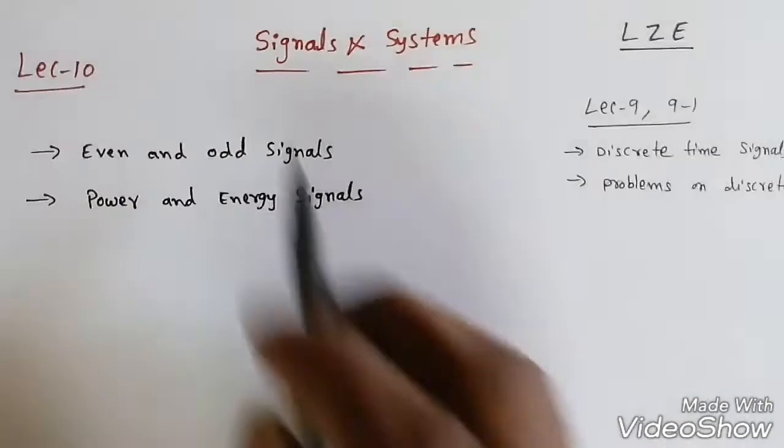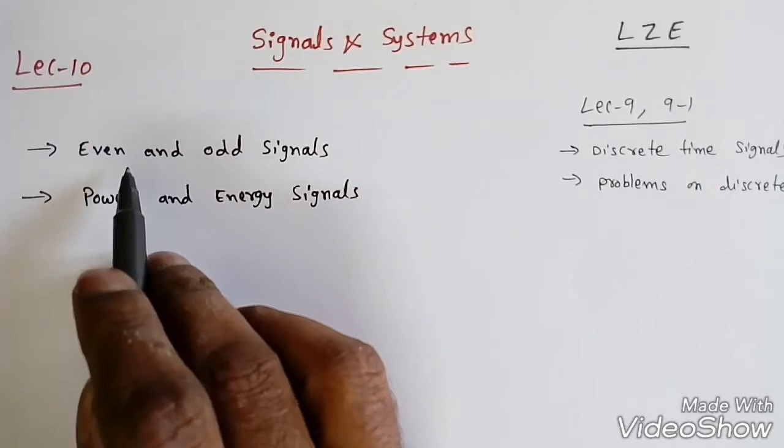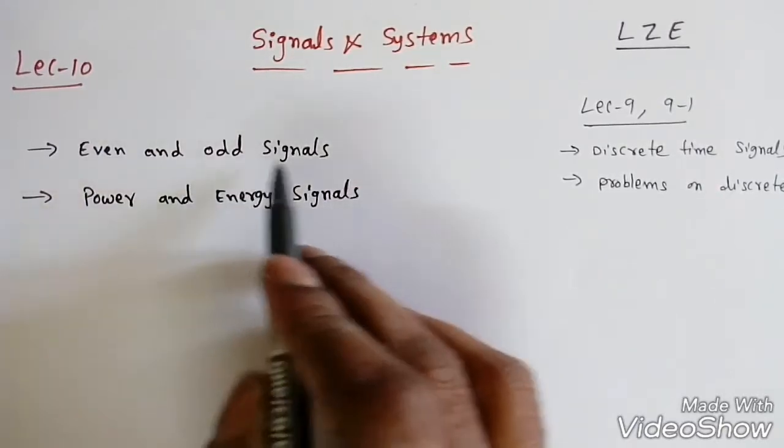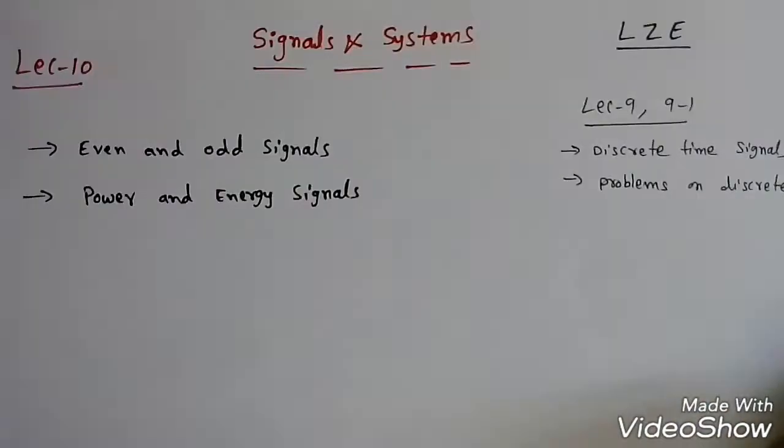This is lecture 10 in signals and systems. In this lecture we are going to discuss two classifications of signals, that is even and odd signals, and power and energy signals, in discrete time.